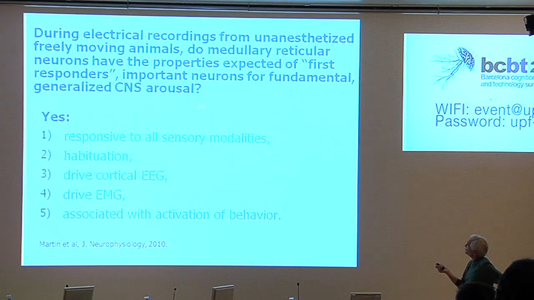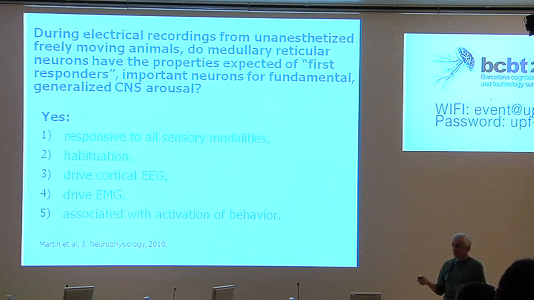What about electrophysiological properties? Do these cells have the properties expected of first responders, important neurons for fundamental generalized CNS arousal? We had 5 criteria, and the answer is that over a period of 3 years and some excruciatingly difficult studies, Eugene Martin, who published this in the Journal of Neurophysiology, said yes, some of these cells are responsive to all sensory modalities. They habituate to repeated stimulation the way they should. They drive the cortical EEG. They drive the neck muscle EMG. And they're associated with the activation of behavior.